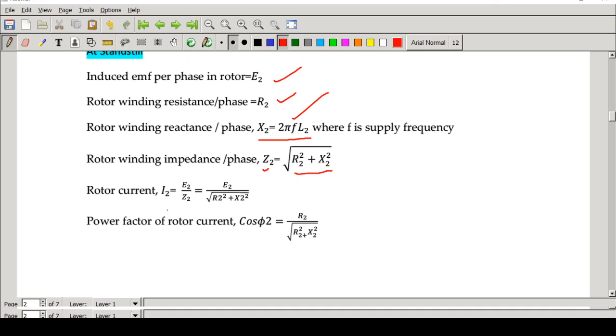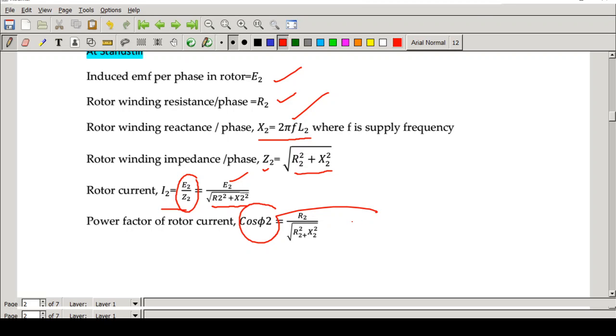Now again, how will you find the rotor current? Current is always voltage by impedance. So E2 by Z2. So E2 is there. What is Z2? Z2 is square root of R2 squared plus X2 squared. These are standard equations. Then we can find the expression for the power factor.